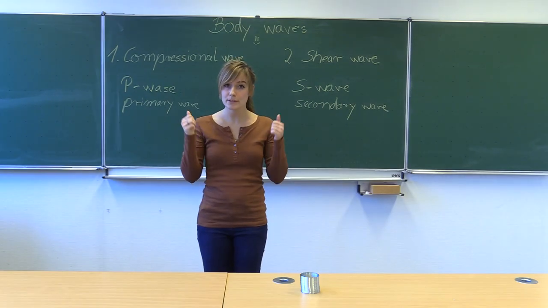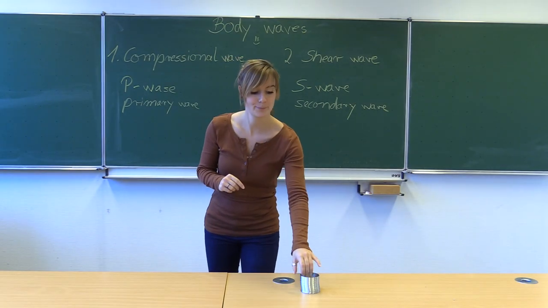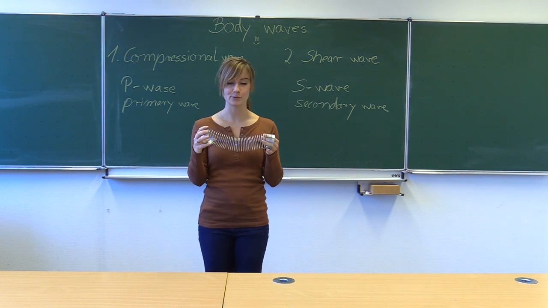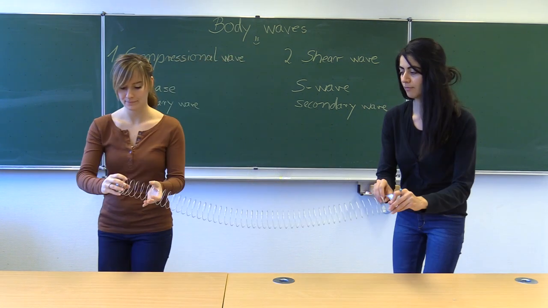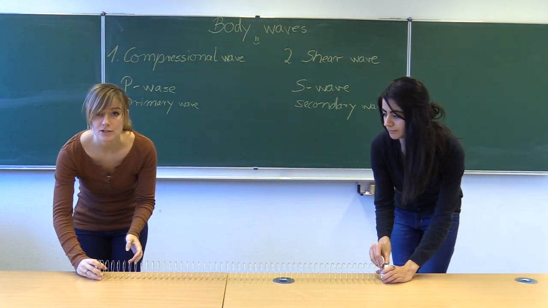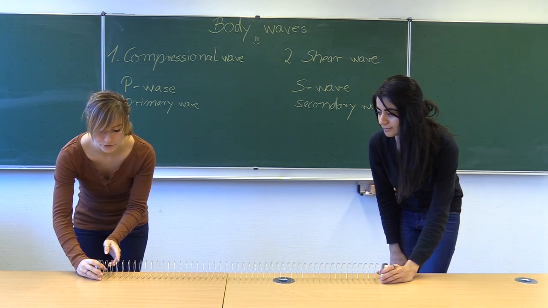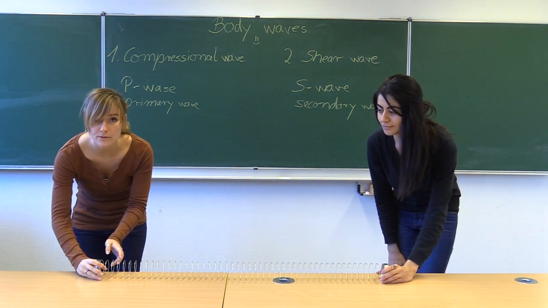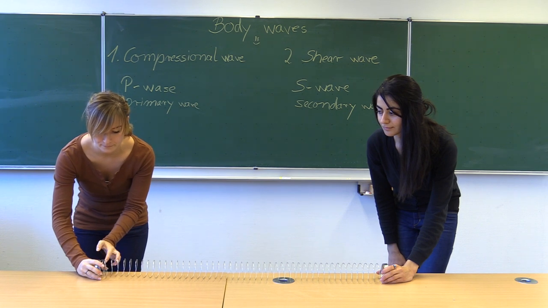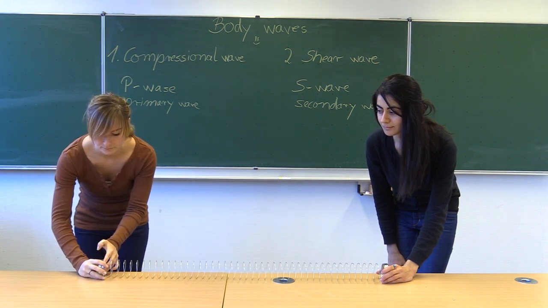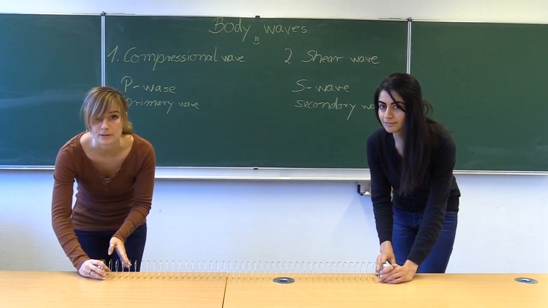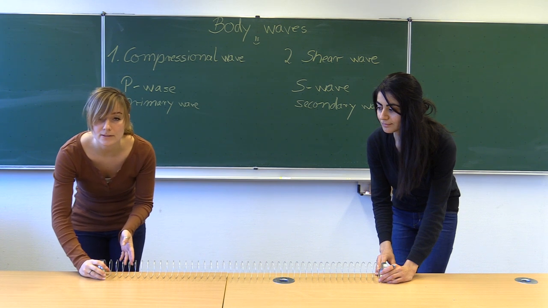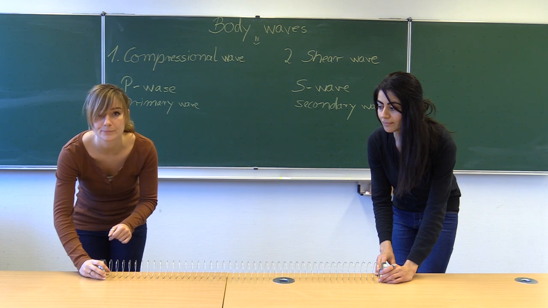Another way to demonstrate these two motions is by using a slinky. So this is a slinky, and with the help of my colleague I'm going to stretch out the slinky. Each slinky has coils. So these are the coils of the slinky, and I'm going to compress 5 to 10 coils. After I've compressed the coils, I'm going to release them very rapidly. After you have done this, please think about what type of motion it was, compressional wave or shear wave.